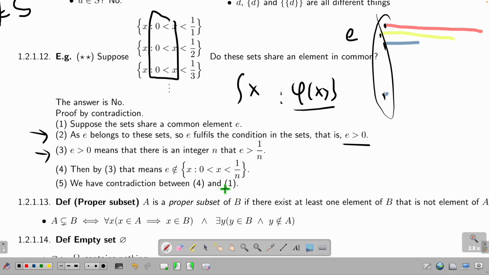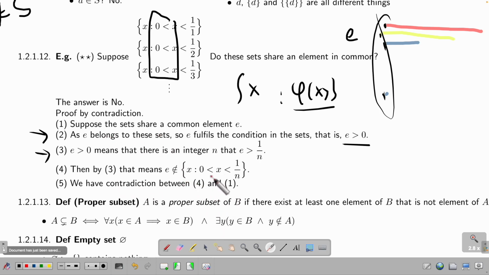Third statement, if E is larger than 0, you can always find a big enough n such that 1 divided by n is smaller than E. Here's a funny thing. Then by 3, that means E does not belong to this particular set. Notice that I have dot, dot, dot. That means this goes forever. That means in the end, when I reach the set that is exactly with this n, then E is not inside that set. But I have assumed that E belongs to all the sets. So contradiction between sentence 4 and sentence 1.